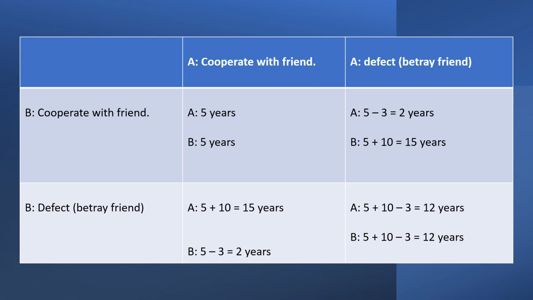The situation goes like this. If they both keep their mouths shut, so if they cooperate with their friend, both end up with 5 years in jail for the robbery. If one of them betrays his friend, 3 years are cut off his sentence, and he will go 5 minus 3, so only 2 years to jail. His mate, however, pays heavily for this. He gets a sentence of 5 years for the robbery, plus 10 years for the murder, so a total of 15 years. If they both betray each other, both will go 15 minus 3 is 12 years to jail.